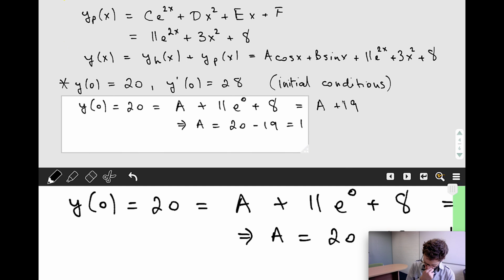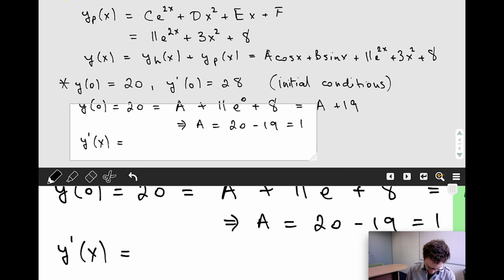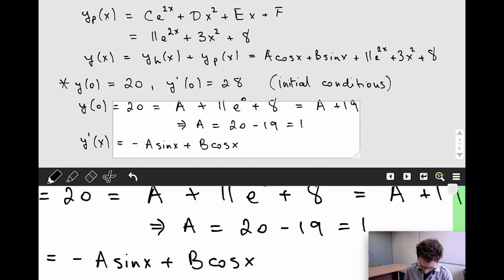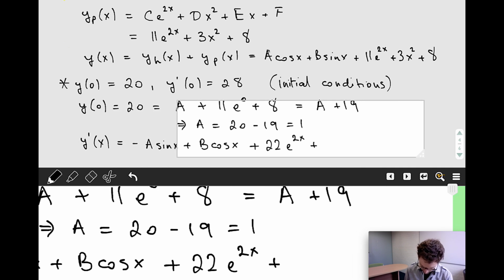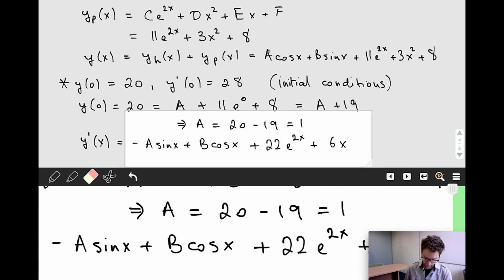What about the initial condition for y prime? Well, that's obviously going to depend on the derivative of this, so let's find the derivative. Derivative of cosine is minus sine. Derivative of sine is cosine. E to the 2x is going to bring down a factor of 2, so I get 11 times 2. Derivative of x squared will give me a factor of 2 as well, so I get 3 times 2x, plus derivative of 8 is just 0. So this is the derivative of our solution.